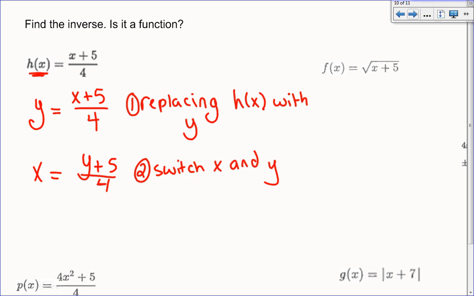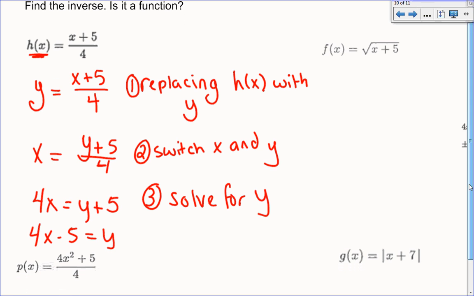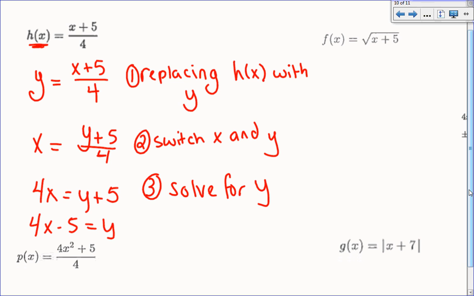Then we'll solve for y. So we want to get y alone. So we'll need to multiply 4 to the other side. We'll get 4x equals y plus 5. Then we'll minus 5. So we have 4x minus 5 is equal to y. And then our last step is to write it in inverse notation form. So our original function was h of x, which means we'll have the inverse of h is equal to 4x minus 5, whatever you get for y.